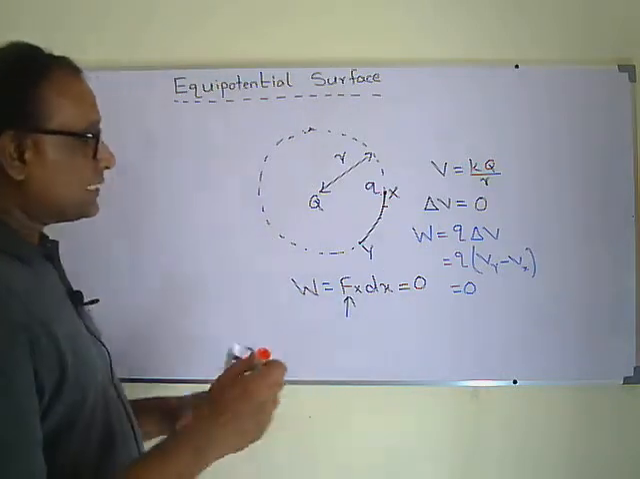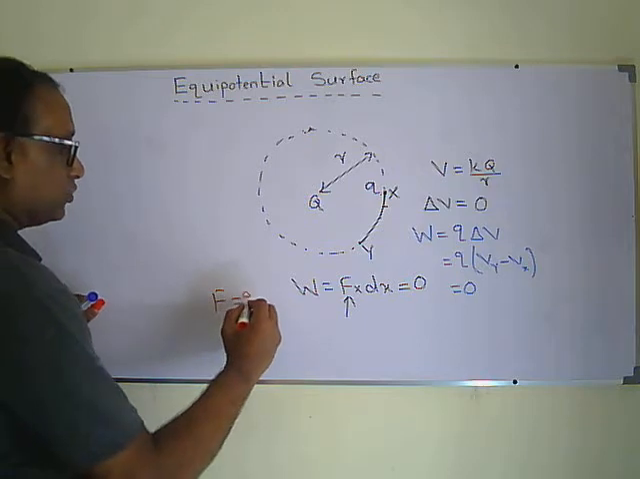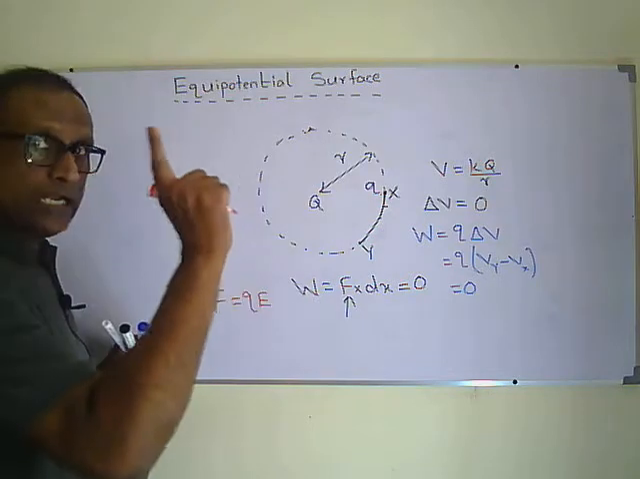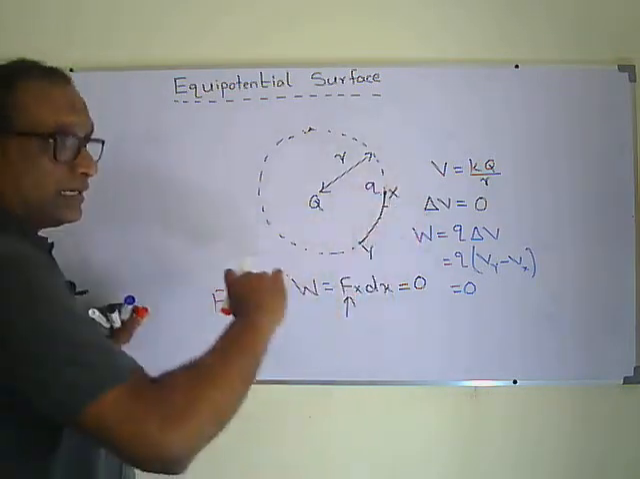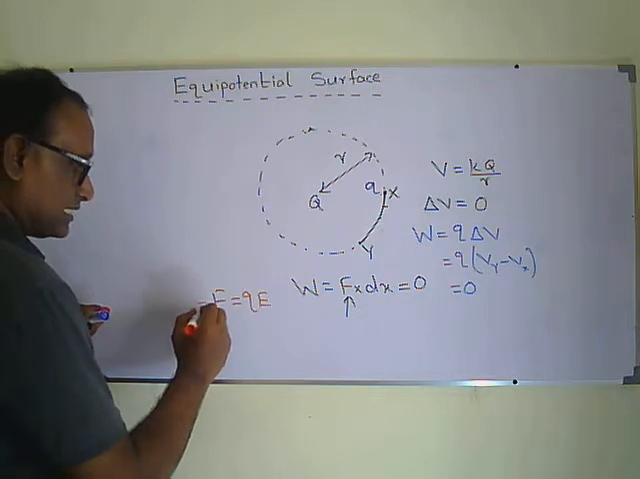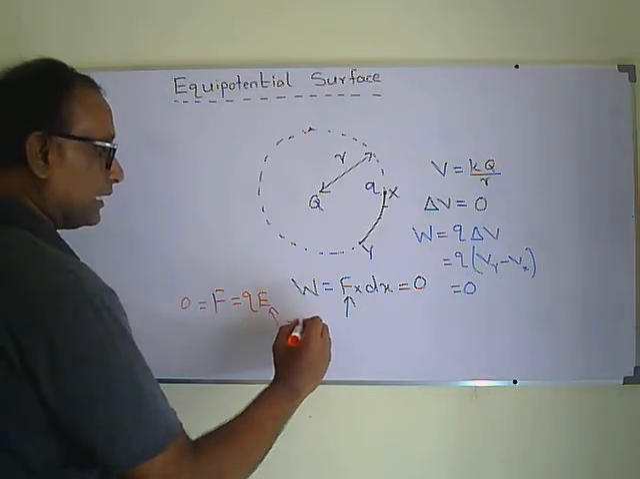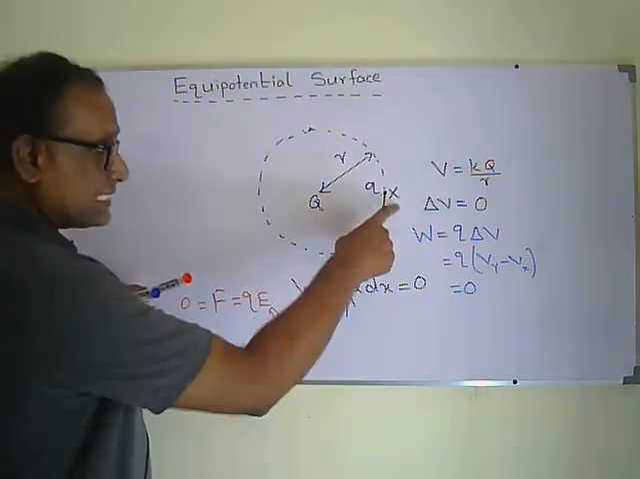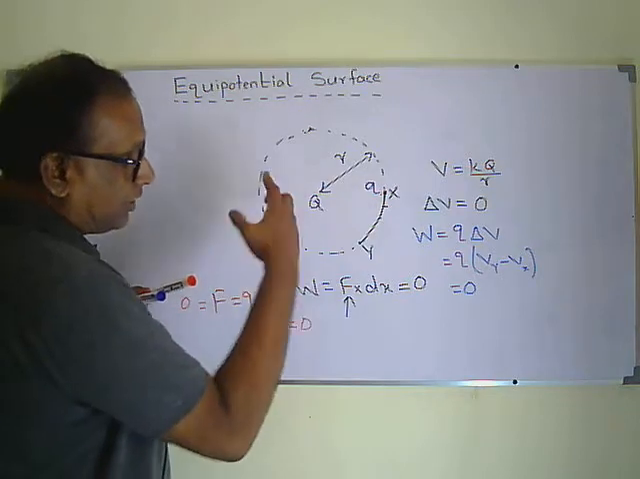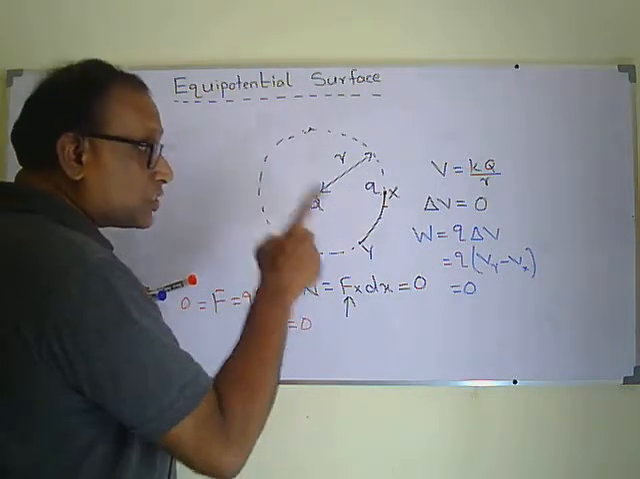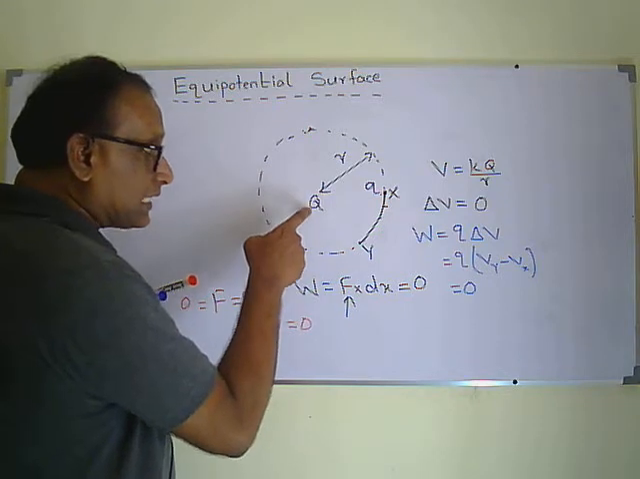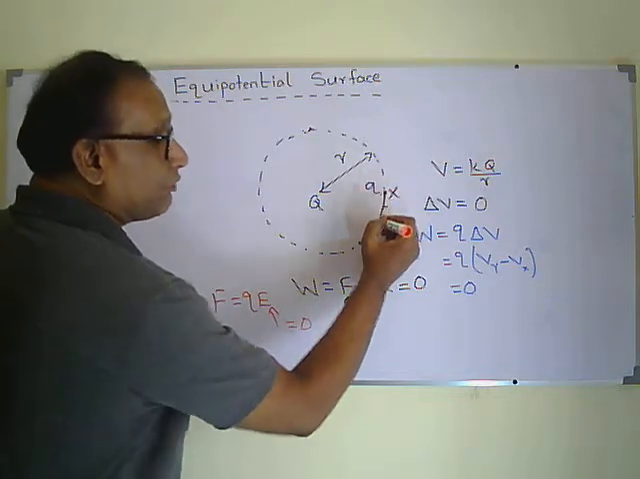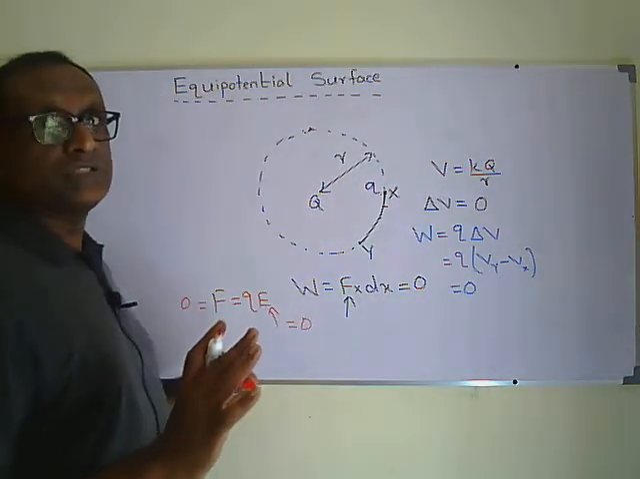You know, electrostatic force is given by F equal QE. So if this charged particle has no electrostatic force along the direction of motion, if this force is equal to 0, that means E must be equal to 0 along the equipotential surface. But there is an electric field created by the charge Q. So that electric field should not have any component along the equipotential surface. That's the final conclusion I can say.